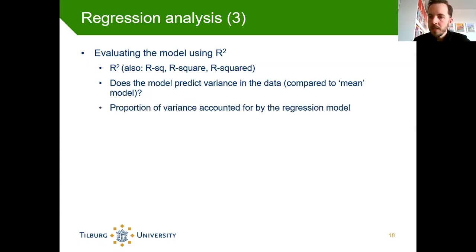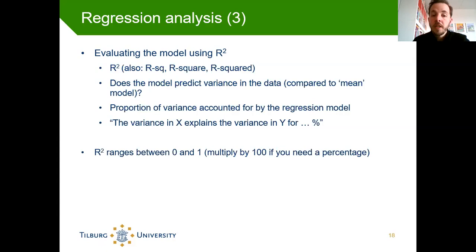And R-square is a measure that can tell you whether your model, whether your predictors, are actually doing a good job. So it's basically the proportion of variance in your data that is accounted for by the model that you have. So in the end, what you can do using this measure is say things like the variance in X explains the variance in Y for a certain percentage. So for instance, the variance in people's internet efficacy skills explains the variance in their willingness to use technology for, say, 15%.